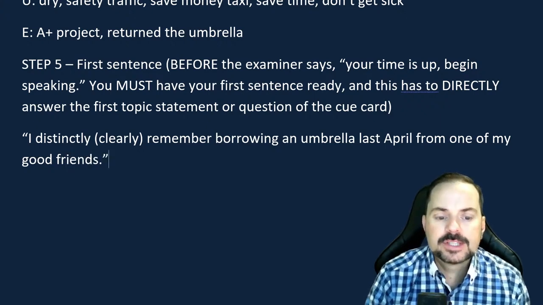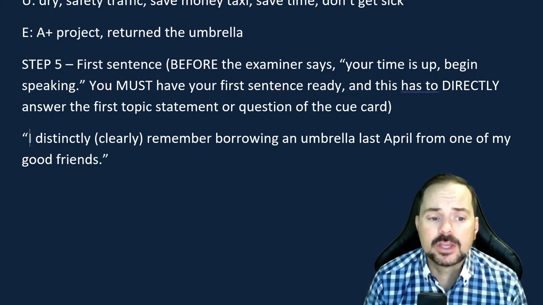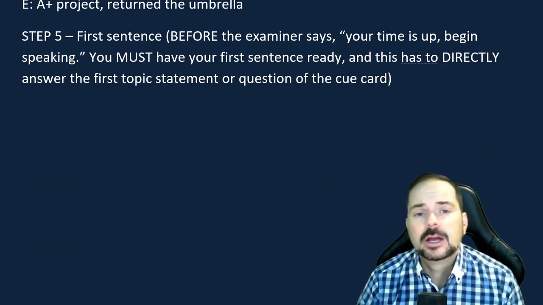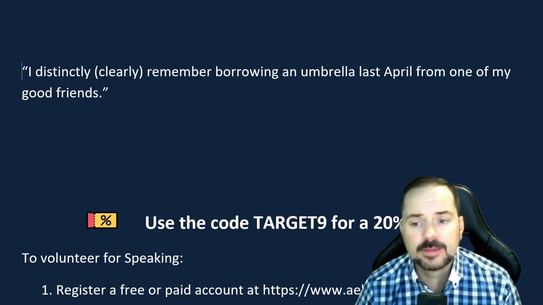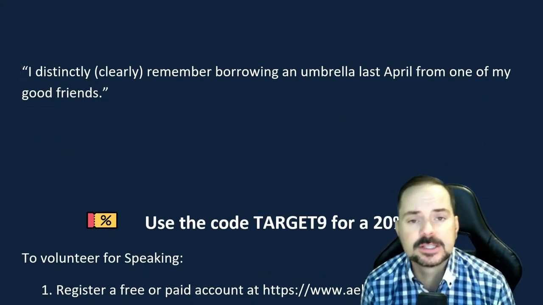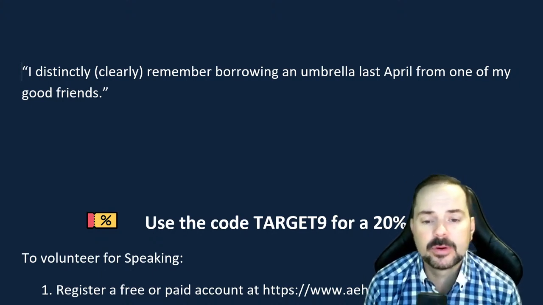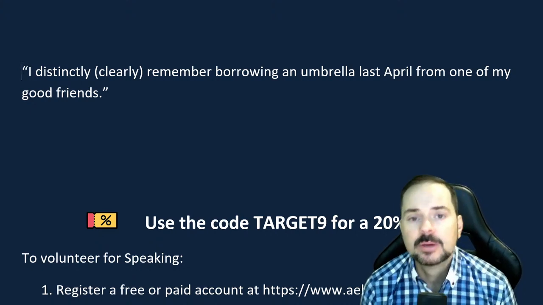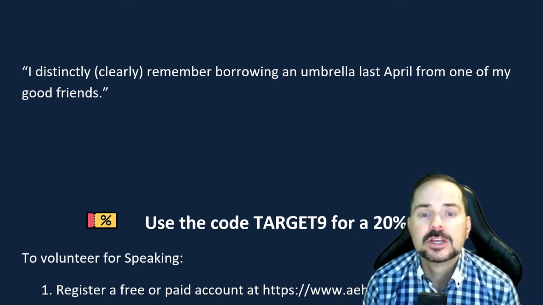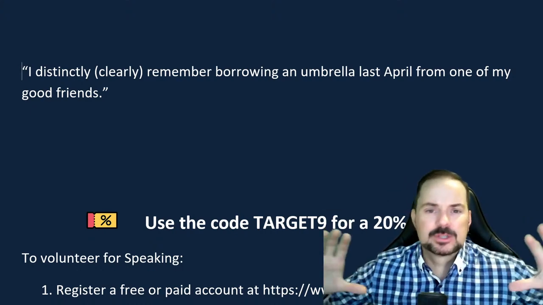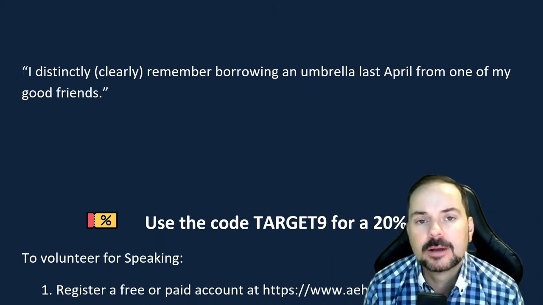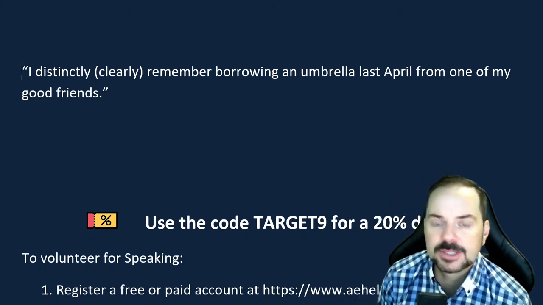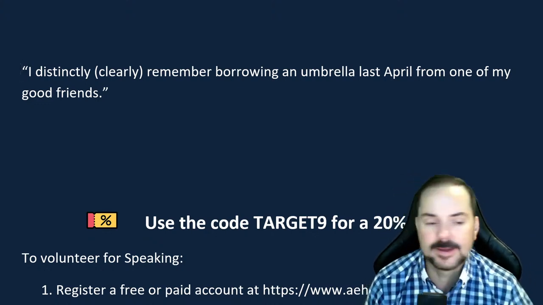Okay, now notice how I kept this sentence quite simple. Okay, your first sentence when you answer the cue card should not have mistakes. It sounds really bad if the examiner says, okay, your time is up, please begin speaking, and then your first sentence is like, I distinctly remember being borrowing an umbrella last April from one of my classmates during project starting for the school that we, and it's like, what? It's like, whoa, whoa, brakes. Let's keep a clear, simple, accurate sentence for the first sentence. Let's not make mistakes. Let's make this super, super clear, okay?